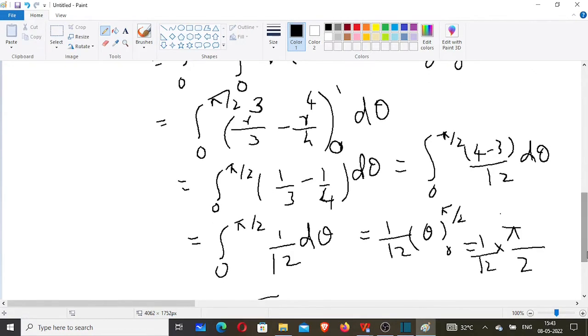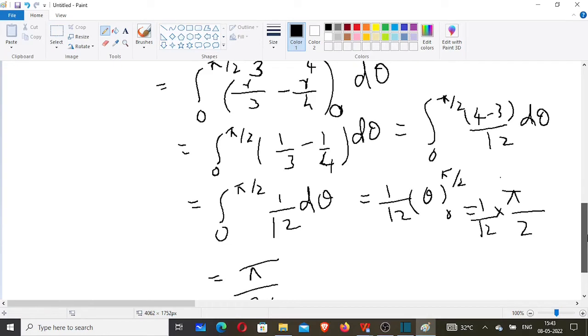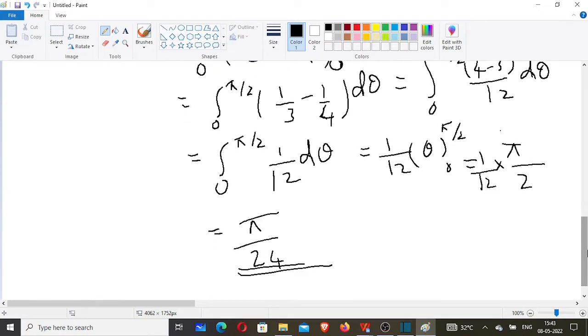So therefore the integral is from 0 to pi by 2, 1 by 12 d theta. When we integrate with respect to theta, 1 by 12 is constant. We can take it outside. Integral of d theta is theta within the limit 0 to pi by 2, which is equal to 1 by 12 into pi by 2. So the answer becomes pi by 24.